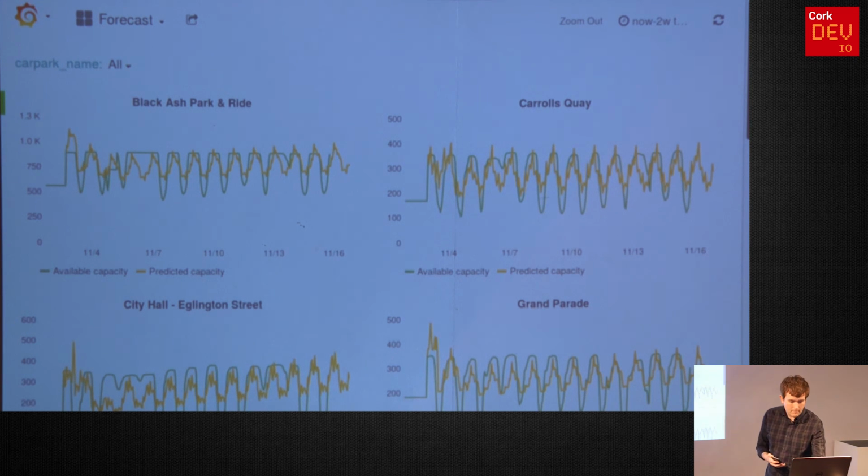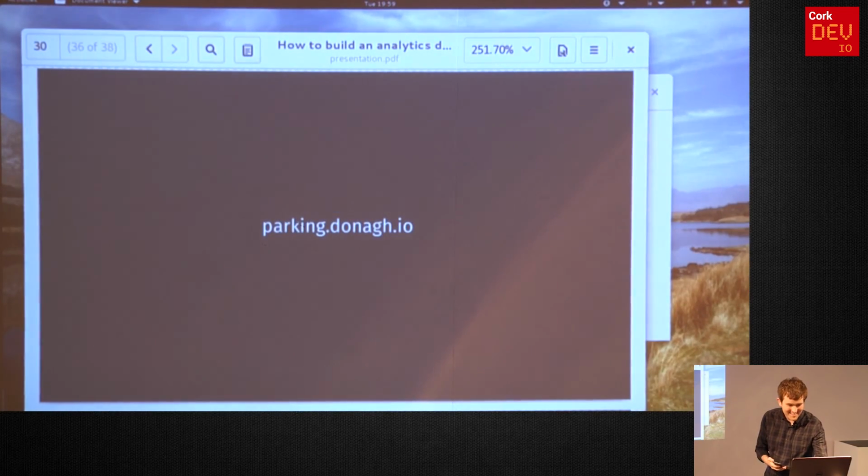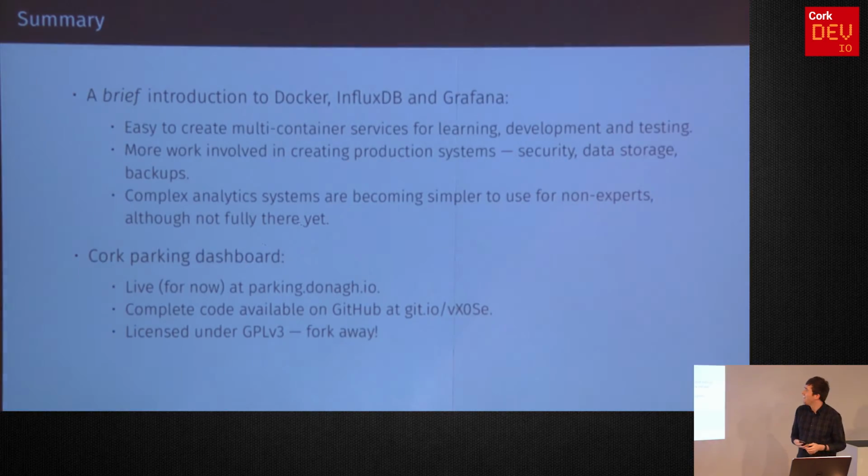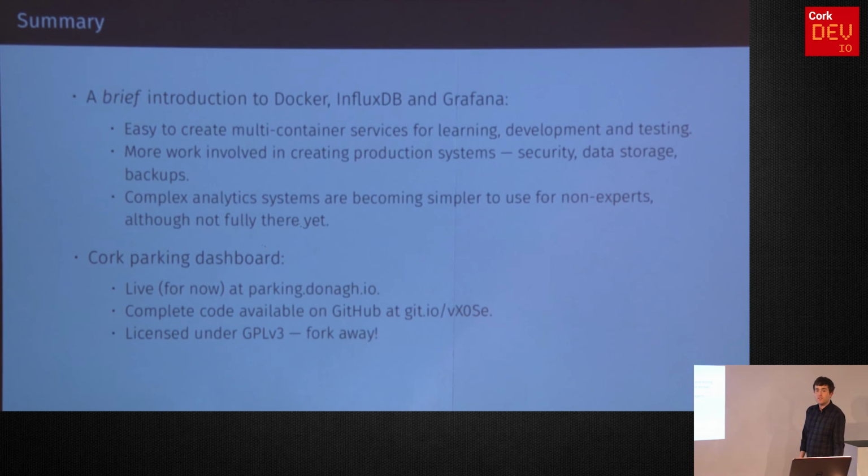So I'm about to finish up. So a brief, and I still use that word with irony, a brief introduction to Docker, InfluxDB, and Grafana. I want to say it's easy to create multi-container services. It's good for learning, it's good for development, it's good for testing, good for production, although I can't really vouch for that last bit. And complex analytic systems as well, they're becoming easier to use all the time and simpler to use, and the integration as well is becoming much, much easier. And the key idea here is that it should be usable by non-experts really, really quickly and really easily. But as you've seen, it's not quite fully there yet, but we'll get there eventually.